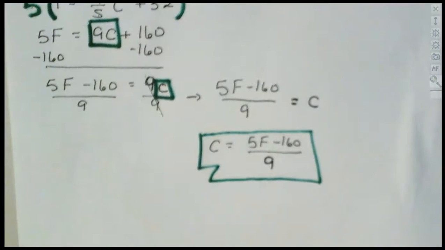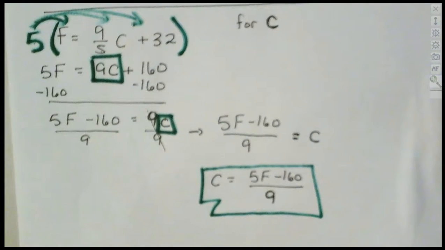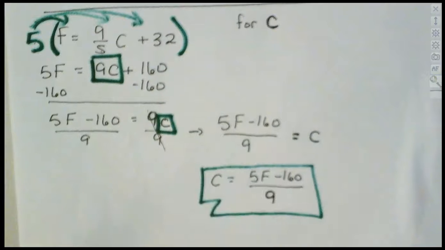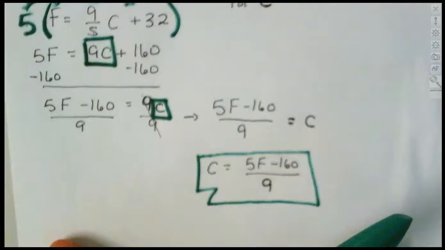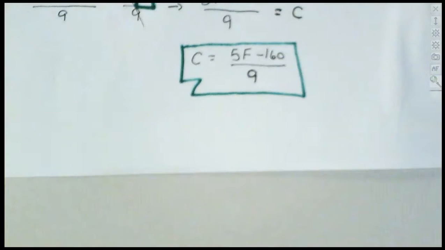So we cleared our fractions. We then saw we needed to solve for C, so we got that 9C by itself. We divided by 9, and don't try to reduce down that 160. Just leave it alone. Leave it as a fraction like this. In later courses, you'll break it down more, but right now I just want us to understand the basics of how to get to this point without reducing it further.